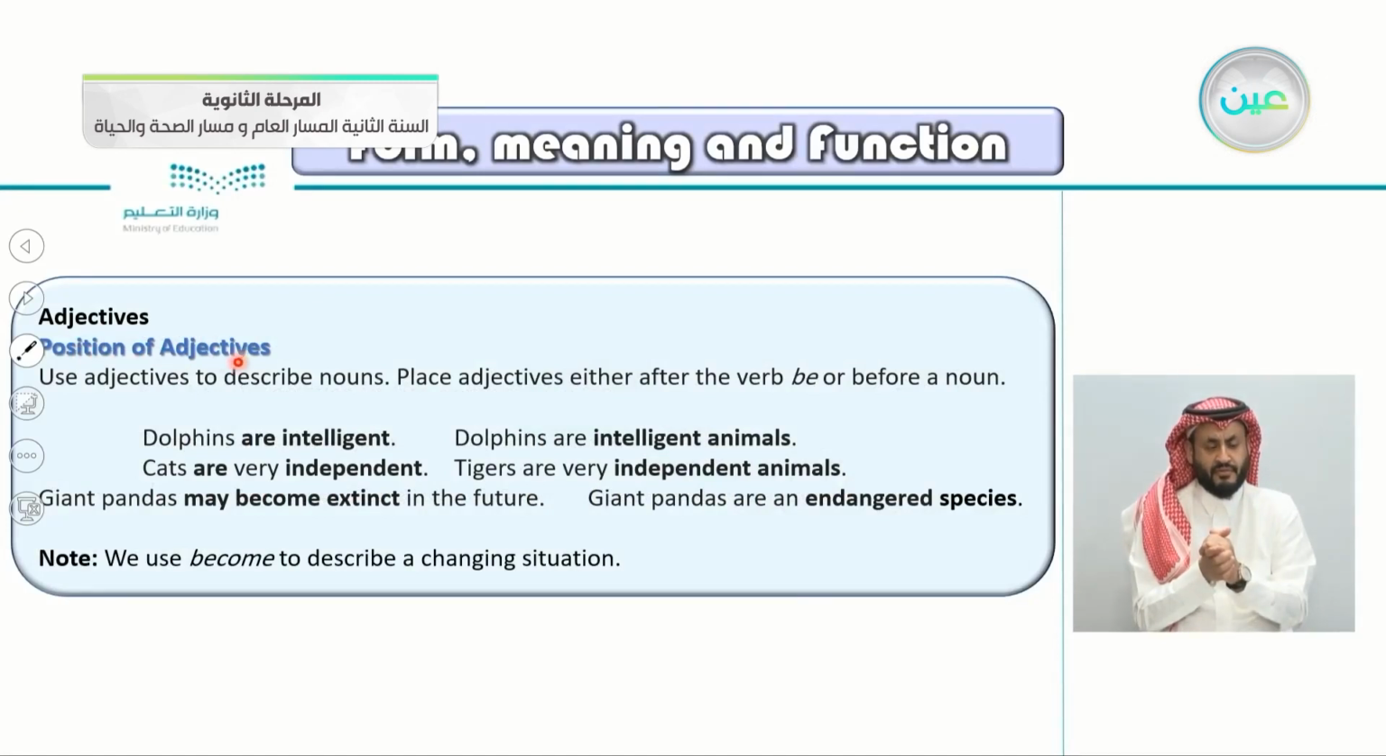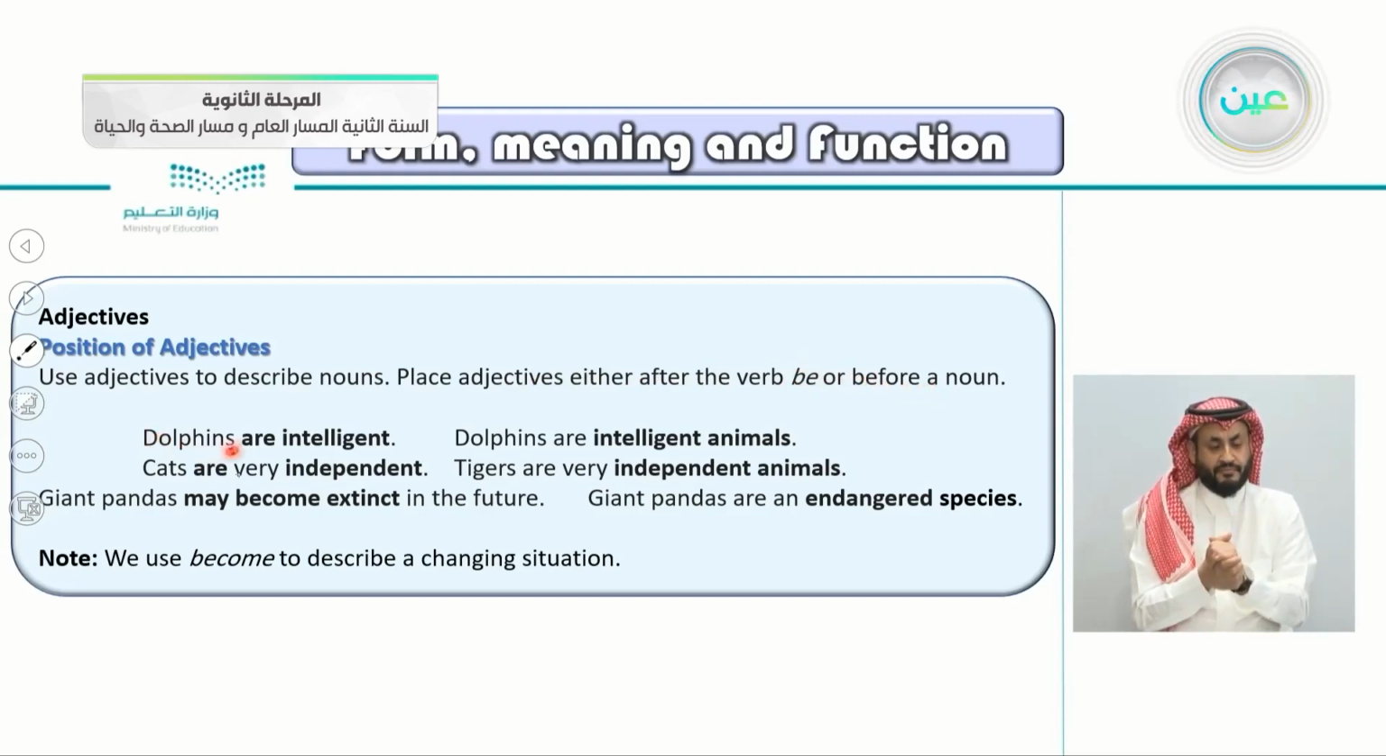Position of the adjectives. Use adjectives to describe nouns. Of course we know we use adjectives to describe nouns. Place adjectives either after the verb be, pay attention here, or before a noun. So where do we put the adjective? Either after the verb be or before a noun.